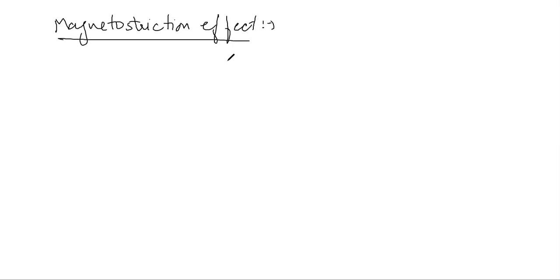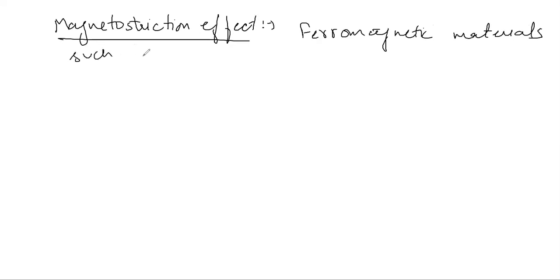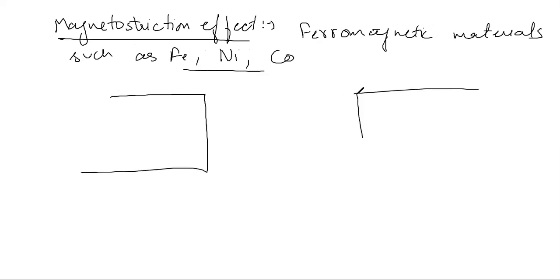Before we do that, there is something called the magnetostriction effect. This effect is basically shown by ferromagnetic materials only, such as iron, nickel, cobalt. What happens if you place these ferromagnetic materials in a magnetic field? Let's say this is the North Pole and this is the South Pole.